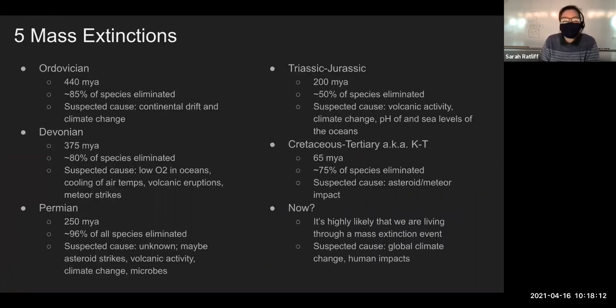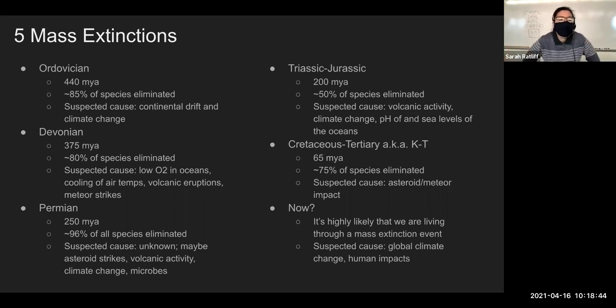So we lightly touched on mass extinctions on Wednesday, but I do want to go a little bit deeper into the 5 that we know for sure are confirmed. And I want to look at the specific reasons why we think they happened. So with our first mass extinction here, about 440 million years ago, about 85% of species, boom, gone.